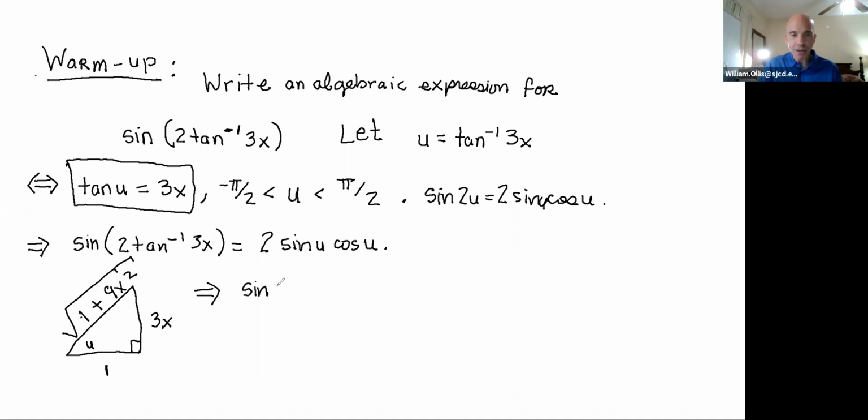I'm just going to flesh this out a lot because I know everybody's pretty rusty, but we will use these techniques a lot. So sine u will be 3x divided by the radical, and then of course the cosine of u will just be adjacent over hypotenuse. So that will be 1 divided by the square root of 1 plus 9x squared.